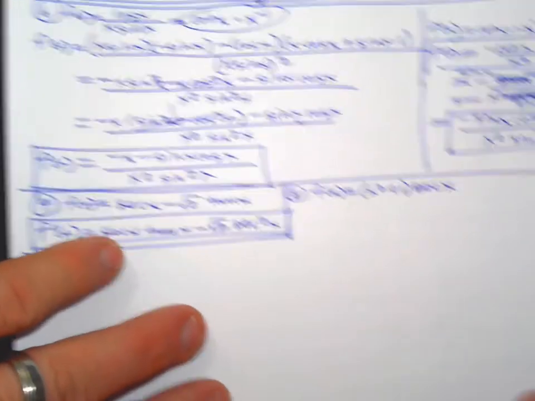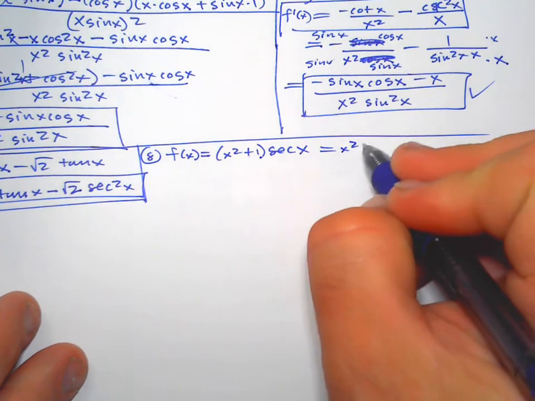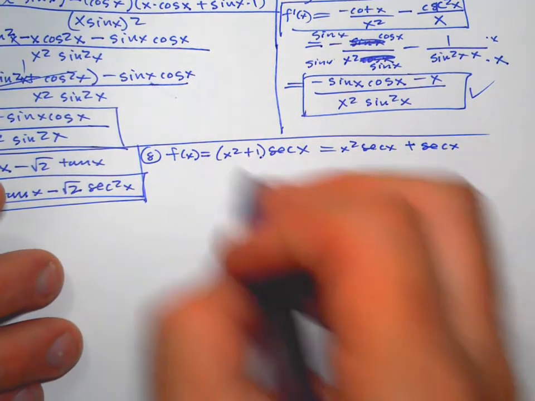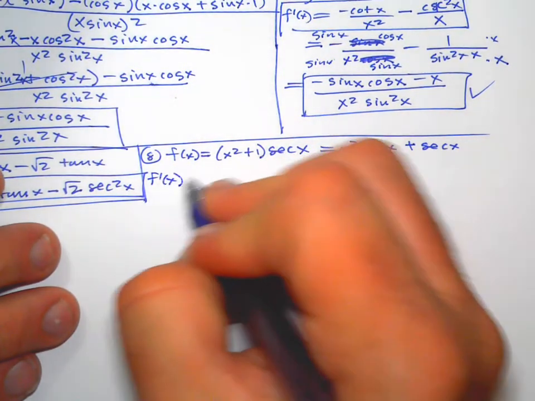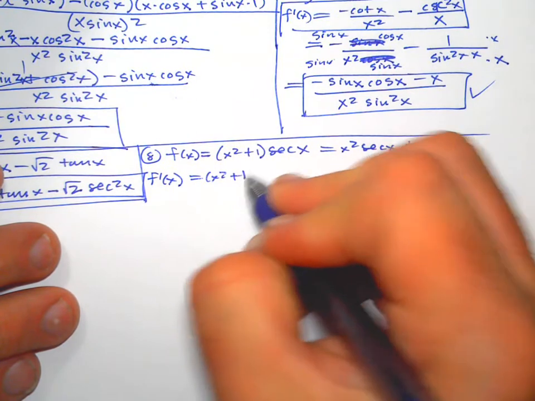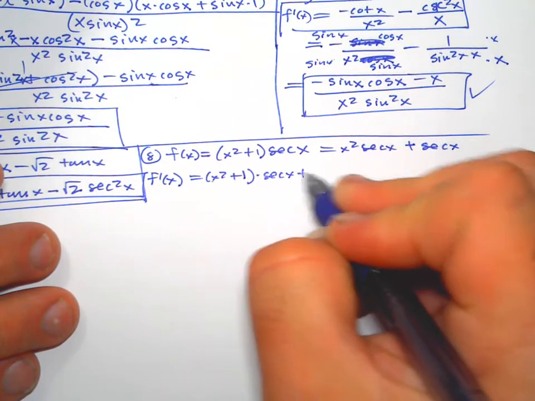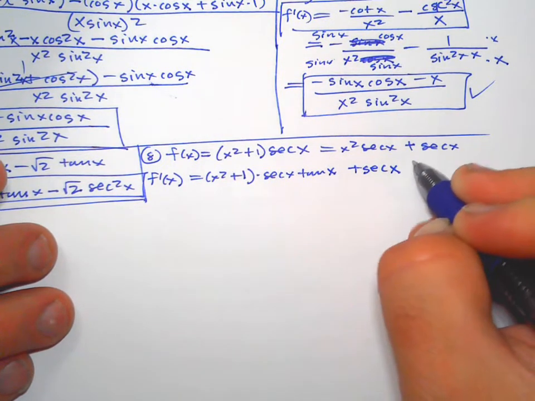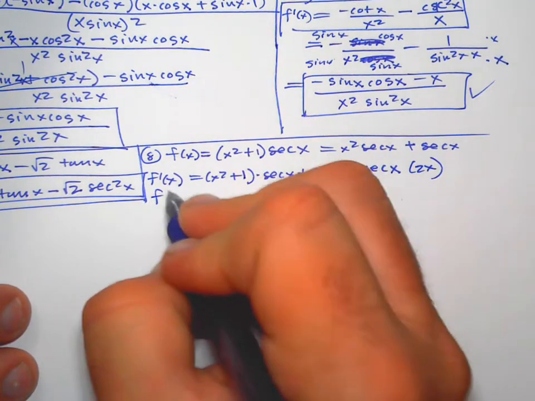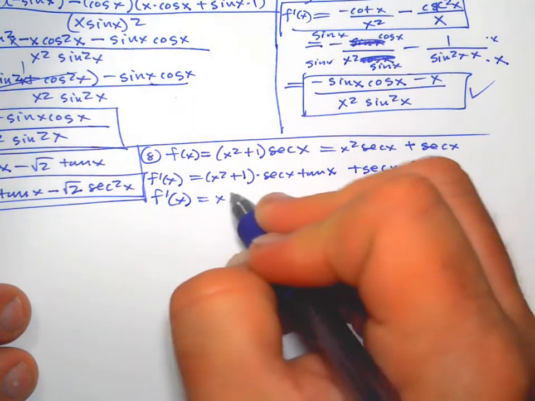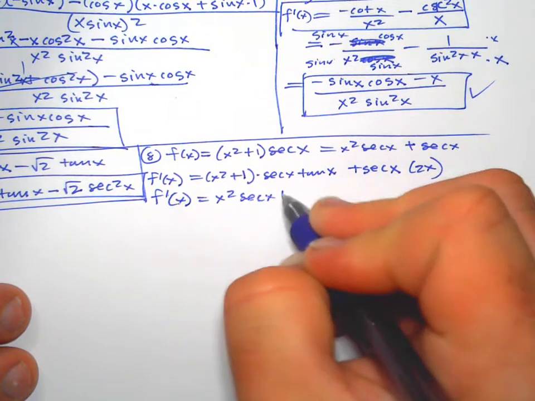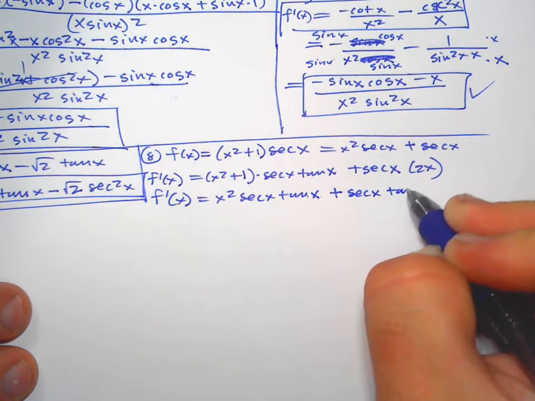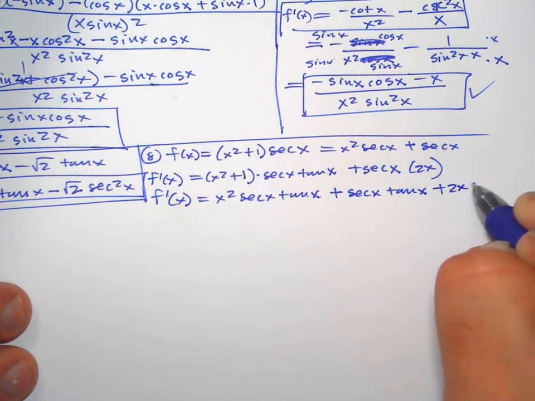8. So you could distribute this and do this like this, x squared secant x plus secant x. I don't know if that's going to make it any easier. Or we could just do it the way it is using the product rule, x squared plus 1 times derivative of secant is secant tan plus secant times derivative of x squared plus 1 is 2x. So we say f prime of x equals x squared secant x tangent x plus secant x tangent x plus 2x secant x.